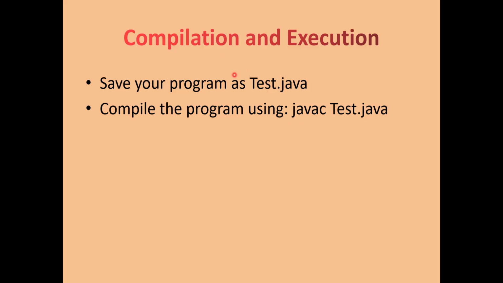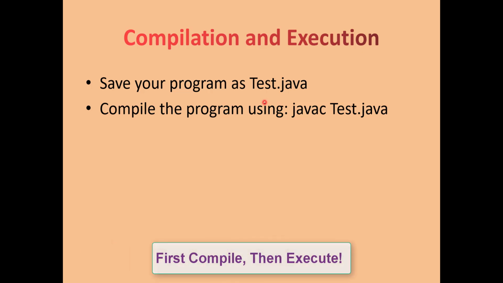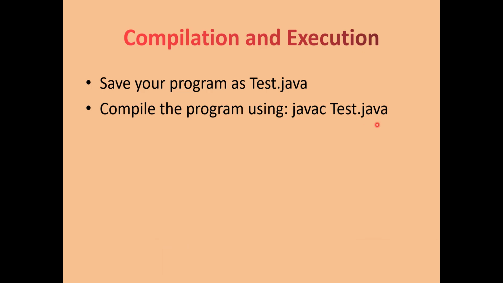First we write the Java code, then we save that file as test.java. We have already seen why we give test.java, your public class name dot java extension. After saving, if you want to execute it, first you need to compile it. Why do we need to compile it? We need to create a class file for that class. That can be done using javac space test.java. Now we can load that class file and we will be able to run our Java program.